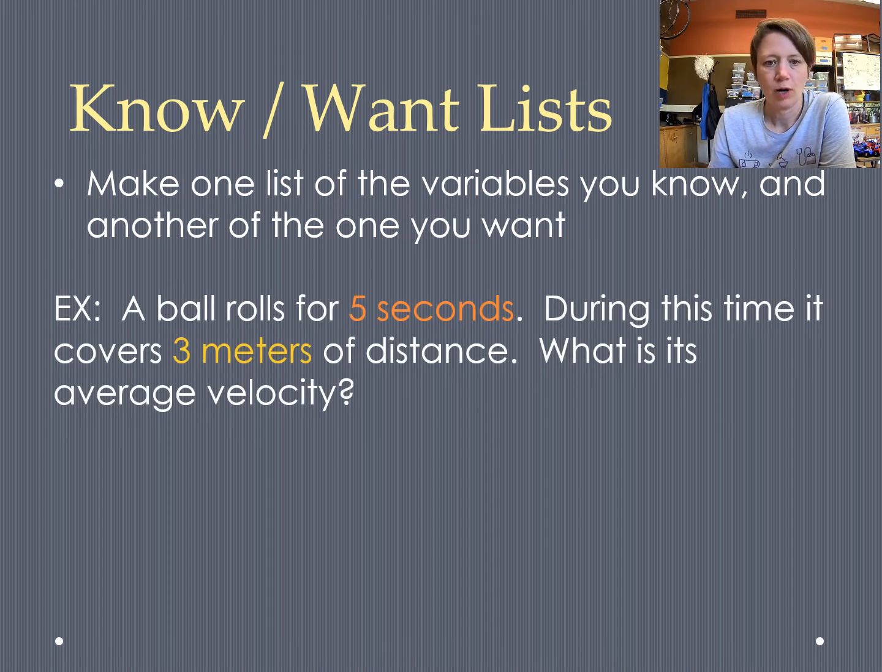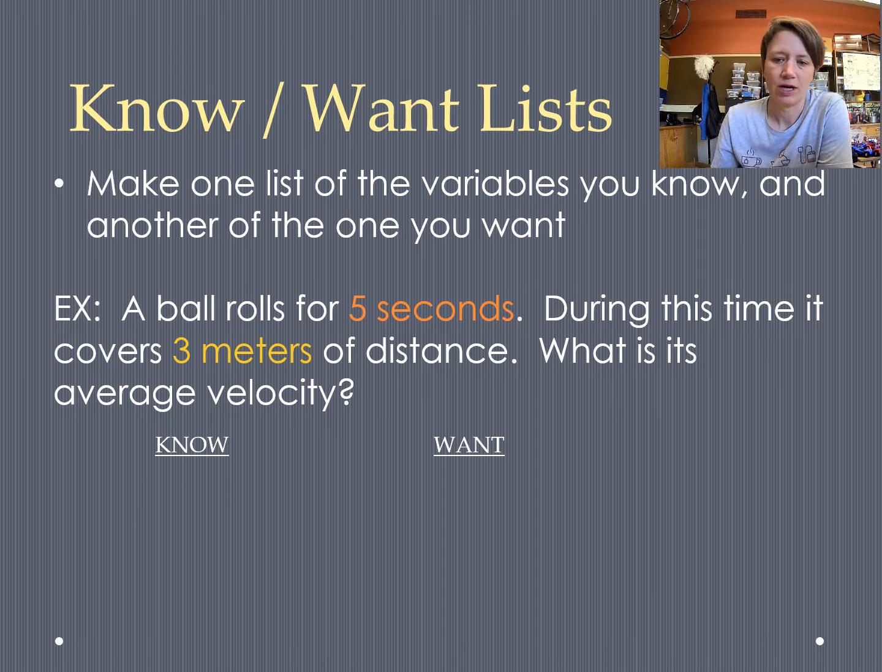So if you had a word problem that read, a ball rolls for 5 seconds, during this time it covers 3 meters of distance, what is its average velocity? I would, on my paper, write no and want. And then every value or every number that I see in the problem is going to be a different variable. So that first one in orange, 5 seconds, that is the amount of time that is passing while the ball is rolling. So that is delta t, and if there's a math operator, you should put it into your no list if you can. So in my no list, I'm going to write delta t equals 5 seconds.